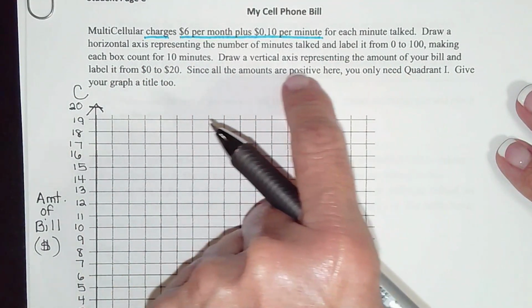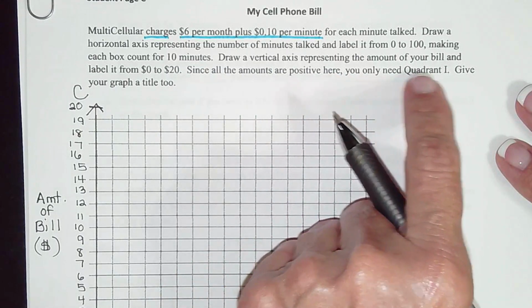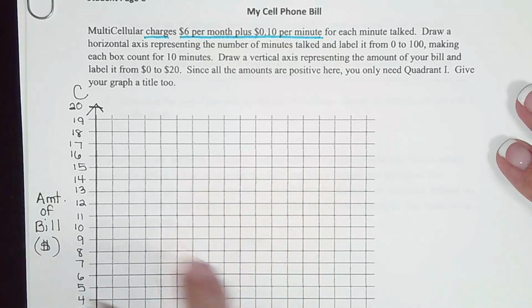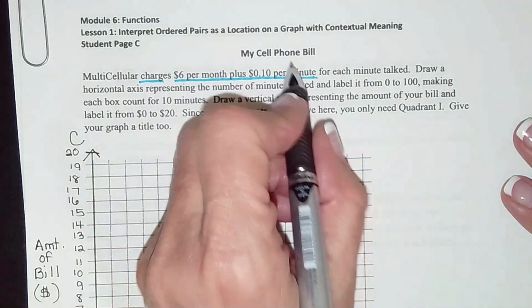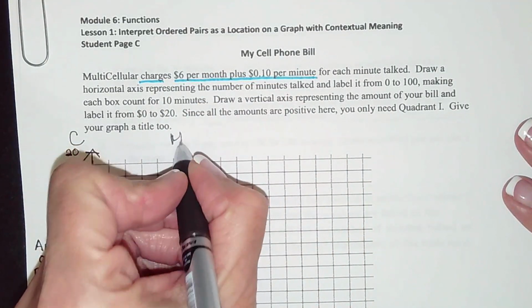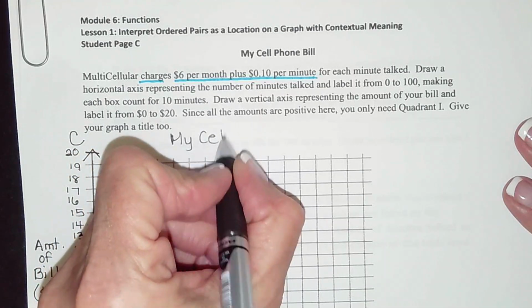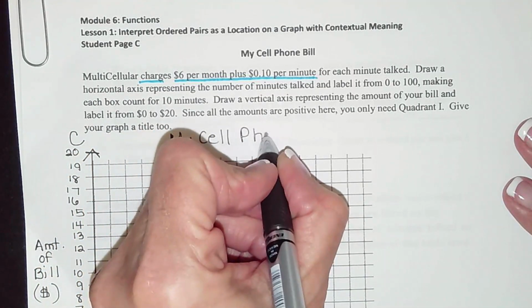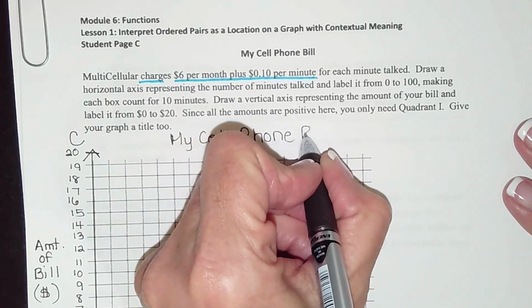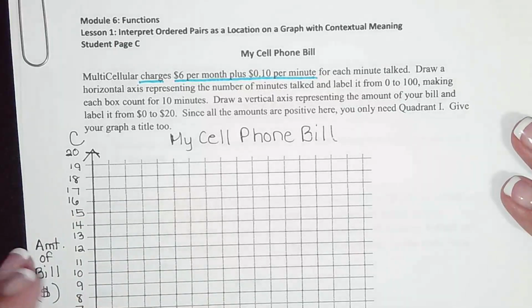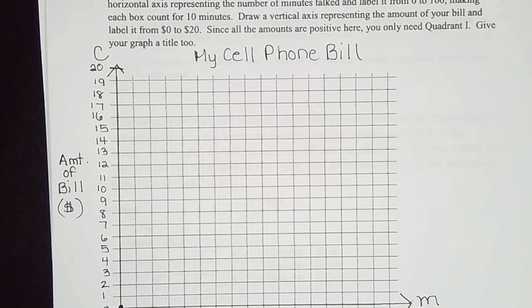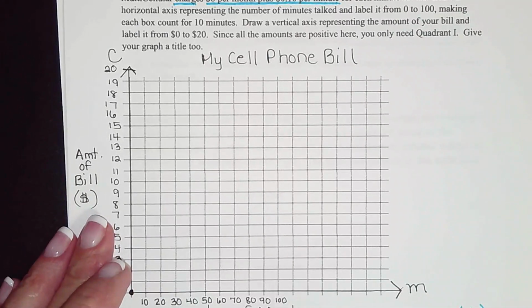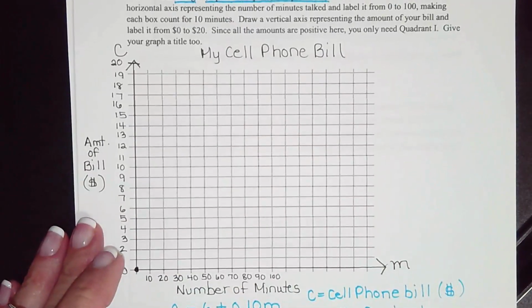Let's see. Since all of the amounts are positive here, you will only need quadrant 1. So this is quadrant 1. Give your graph a title. So my cell phone bill sounds like a good title to me. And so these are all the important parts that need to be on every graph. And I'm going to make this a tiny bit smaller because I'm tired of going up, down, up, down. I want to get both. Okay, there we go. Now we at least have it all in.